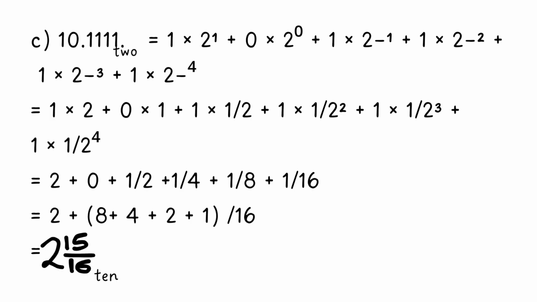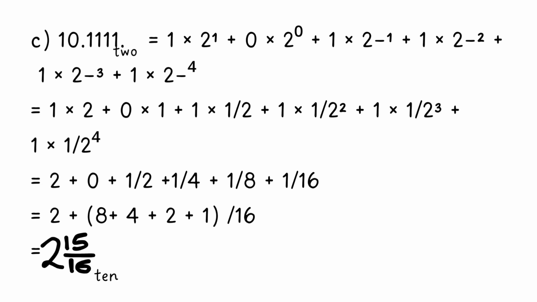Let's move to example 7c. We need to convert 10.1111 base 2 to base 10. So we have 1 times 2 raised to power 1 plus 0 times 2 raised to power 0 plus 1 times 2 raised to power minus 1 plus 1 times 2 raised to power minus 2 plus 1 times 2 raised to power minus 3 plus 1 times 2 raised to power minus 4.